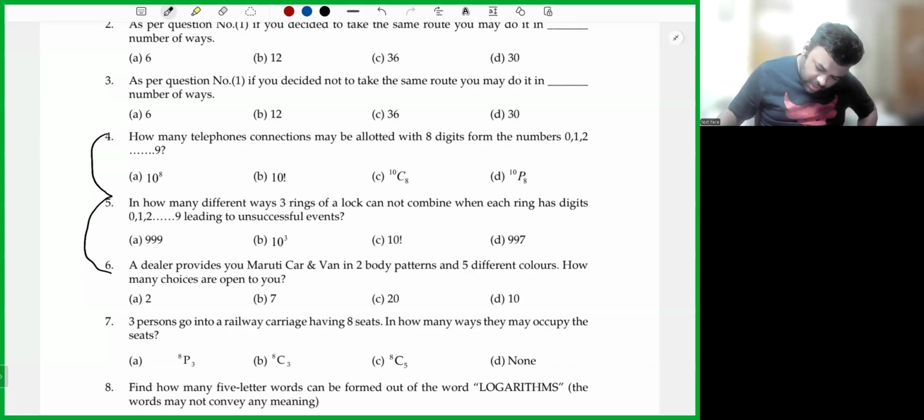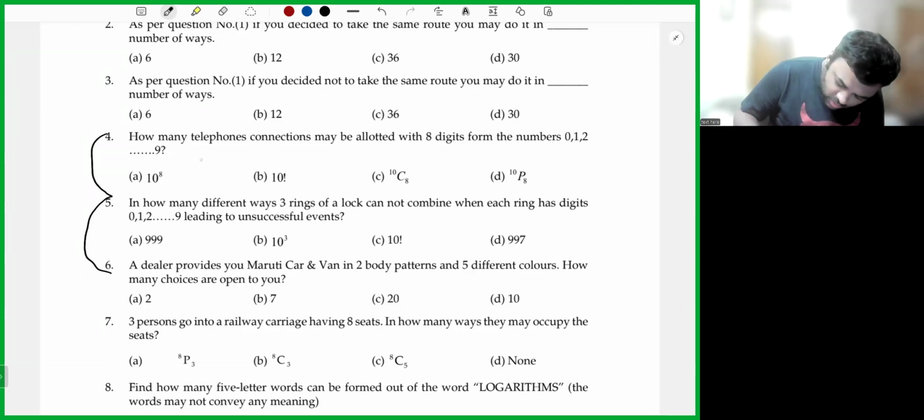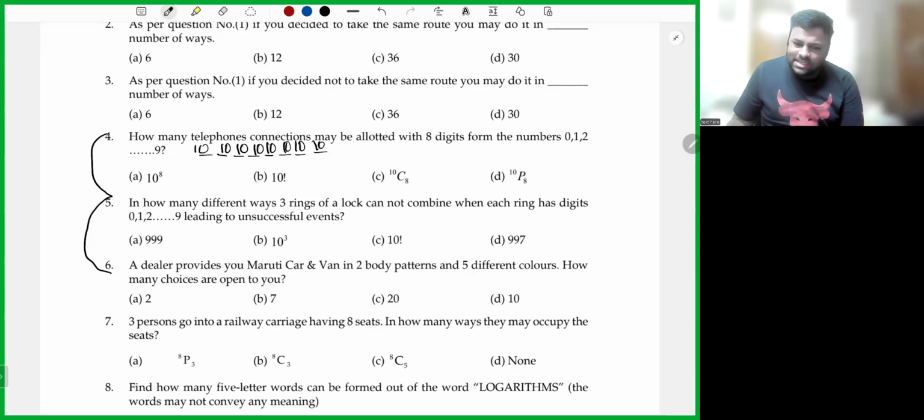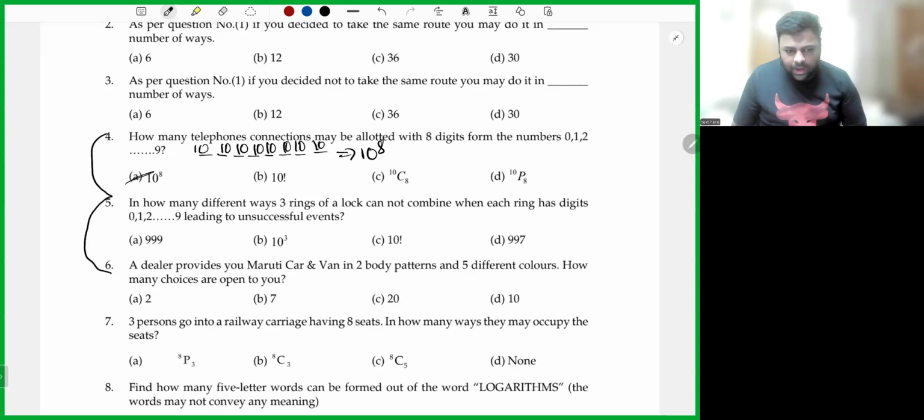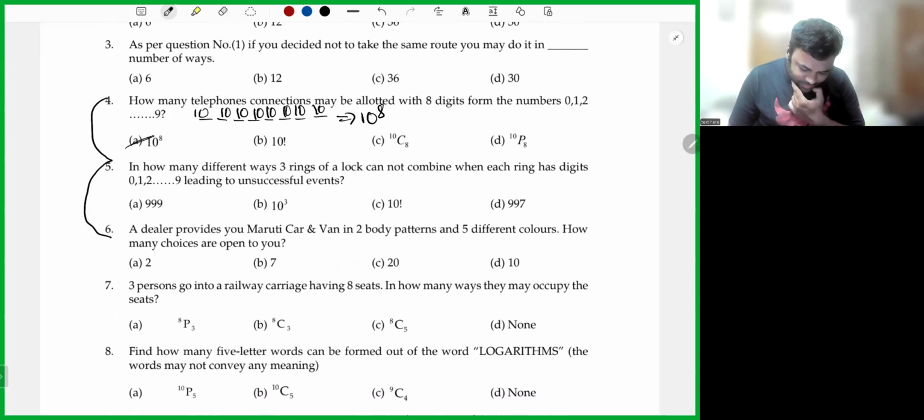See here. He's asking how many telephone connections may be allotted with 8 digits from the numbers 0 to 9. 0 to 9 means 10 numbers are there. 1, 2, 3, 4, 5, 6, 7, 8. Any of the 10 numbers I can place in each position. See, for a telephone number, any of the 10 numbers you can place, there is no issue. So 10 power 8. The answer is 10 power 8. Next.